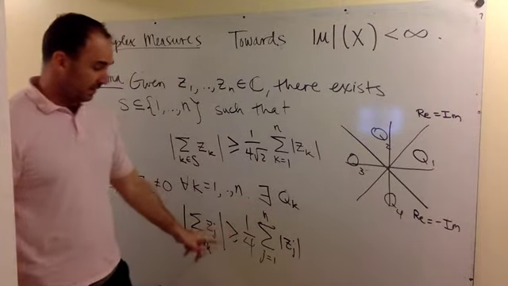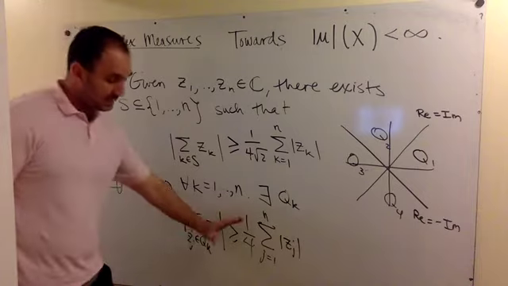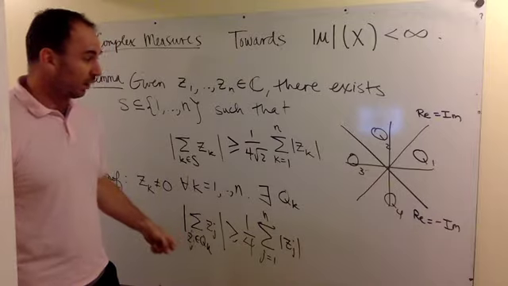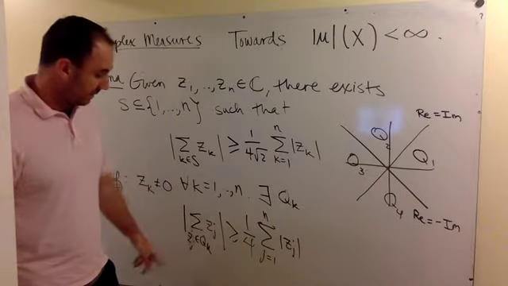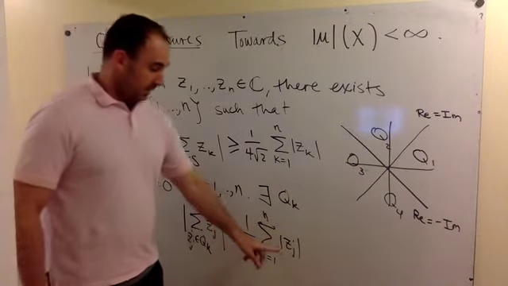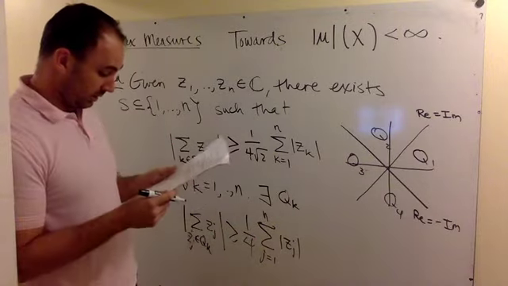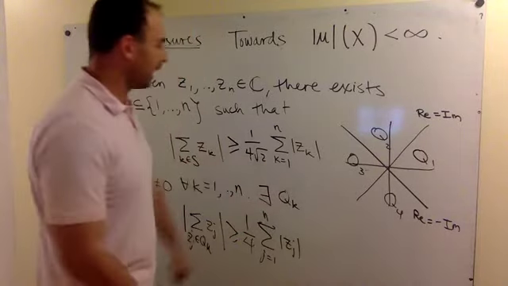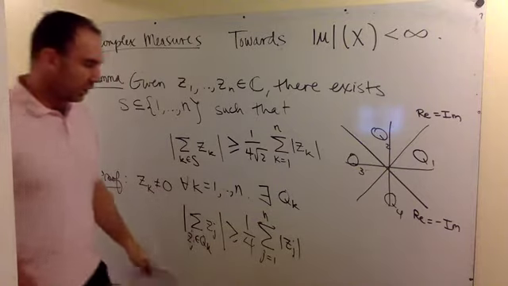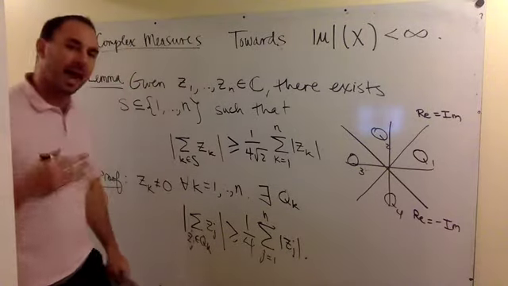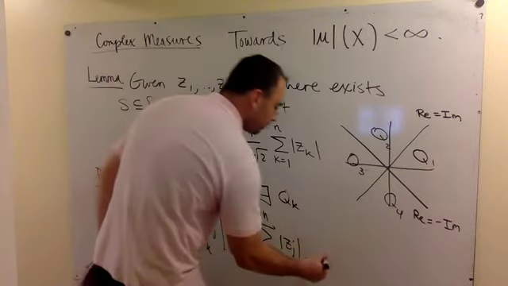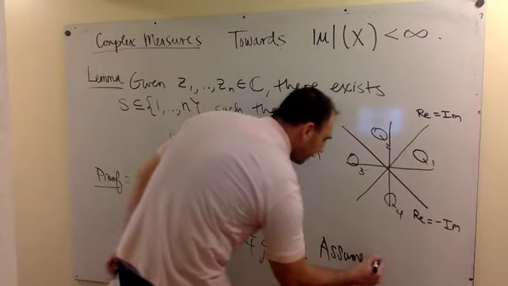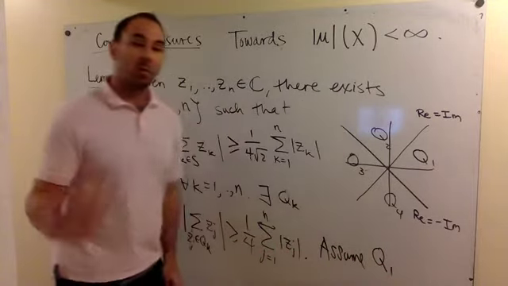Well, otherwise, if there did not exist such a quadrant, that would mean this inequality would go the opposite way for all 4 quadrants, and that inequality would actually imply that this is strictly less than itself, and that can't happen for non-zero numbers. So there exists one quadrant, and without loss of generality, we can assume that quadrant is Q1. Assume it's Q1. Why is that?